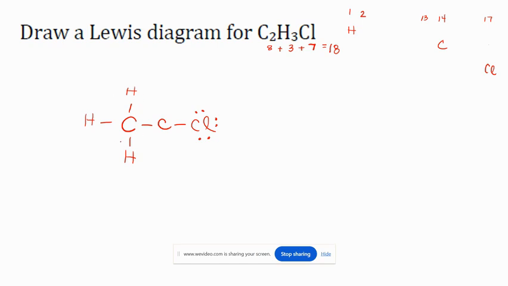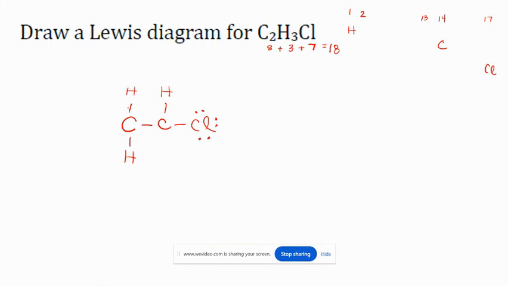This carbon has 4, but this carbon here only has, each line counts as how many? 4. So it has 4. I need to get it to 8. Now, I can't double bond it here with the current way that this is done because this carbon is already at 8. So what I'm going to do is take one of these hydrogens and put it here on this carbon.